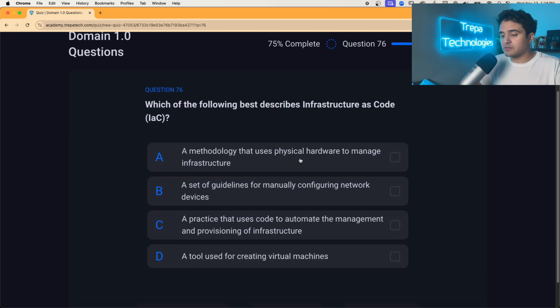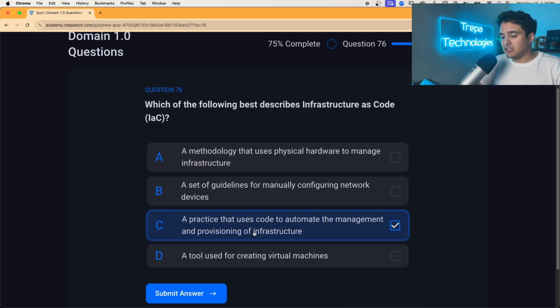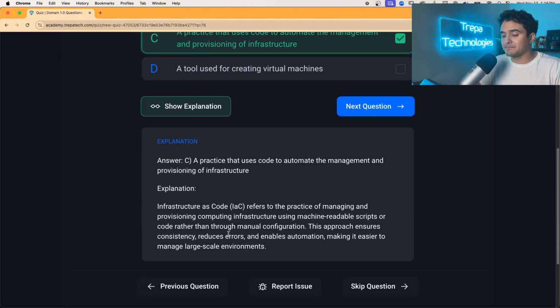Question 76. Which of the following best describes infrastructure as code? So it's not going to be A. It's not manual configuration, right? Infrastructure as code is us codifying our network, looking at our network like a single code base to give it that consistency, right? So we're going to go with C. A practice that uses code to automate the management and provisioning of infrastructure. Go ahead and pause the video if you'd like to read the explanation.